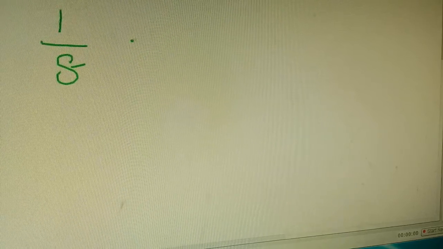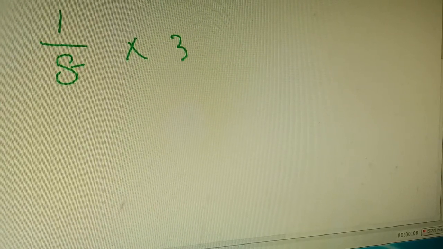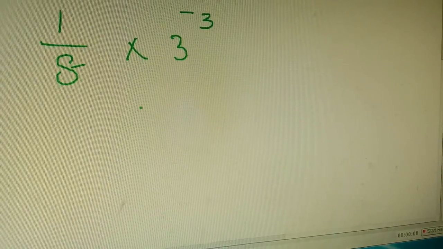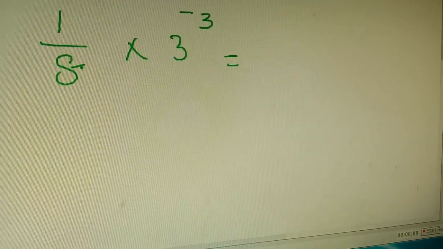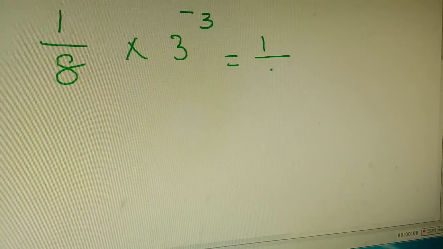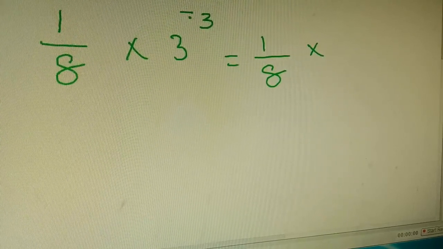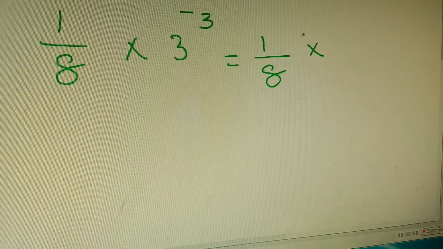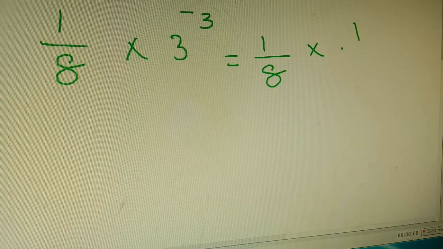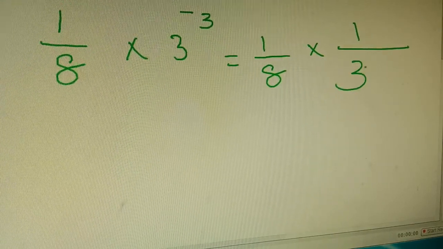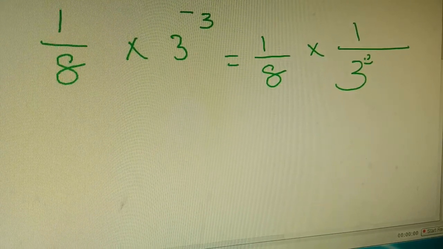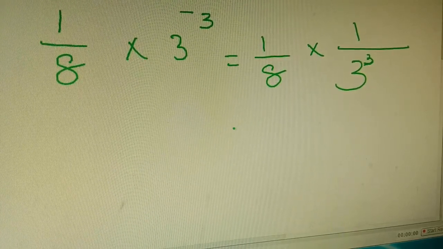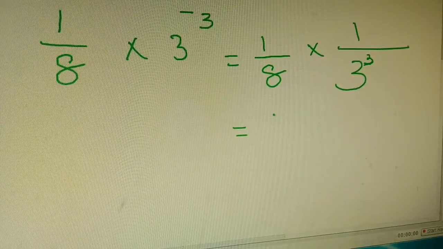So one more question we can do. Here 1 by 8 times 3 to the power of negative 3. So that is equal to 1 by 8 times, here the power is negative 3, that is a negative power. So we can take the reciprocal of that, 1 by 3 to the power of 3.